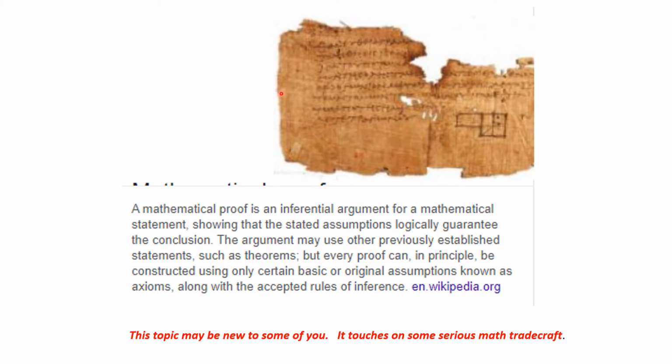This is a very early Egyptian mathematical document that's called the Rhind Papyrus, and I just threw it up here for math history's sake. Now, this idea or topic of mathematical proof may be new to some of you. It does touch on some very serious math and computer science tradecraft, so please give it your kind attention.